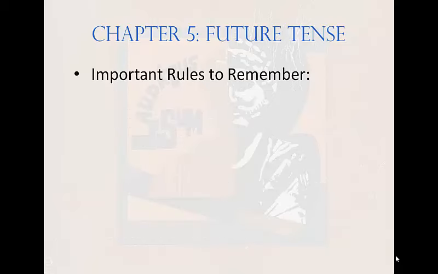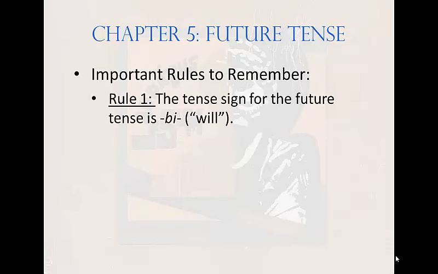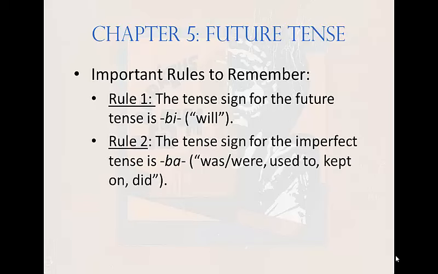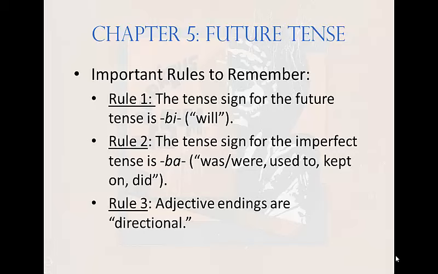There are 3 important rules to remember. Rule 1. The tense sign for the future tense is BI, meaning will. Rule 2. The tense sign for the imperfect tense is BA, meaning was or were, used to, kept on, or did. Rule 3. Adjective endings are directional.